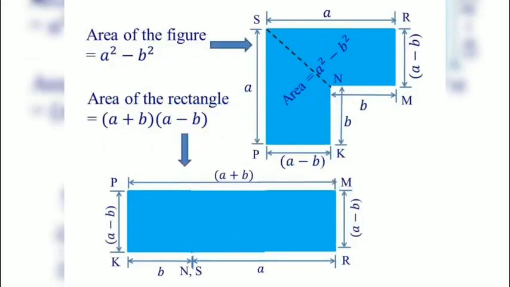Then what we observe after doing this demonstration, area of the figure, look at the above figure, area of this figure is A square minus B square. As we removed the area B square from the area A square. And area of the rectangle, what we have got by joining these two parts, that is area of this rectangle is A plus B into A minus B. As the length is A plus B and breadth is A minus B. So A square minus B square will be equal to A plus B whole into A minus B.